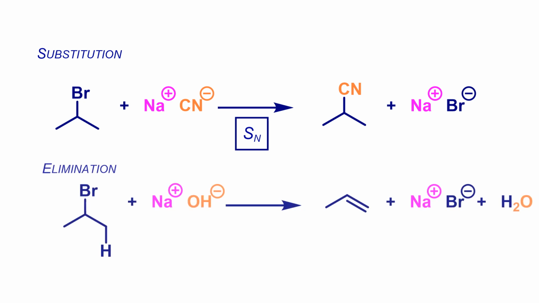In the second reaction pathway, the halide leaves the organic molecule along with a proton, H+, from the carbon next door. This forms an alkene product and is an elimination reaction overall, abbreviated with the capital letter E.